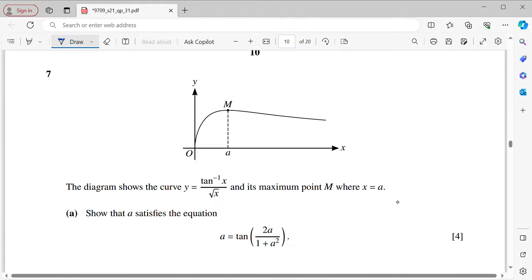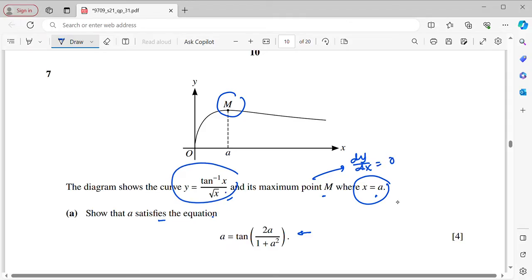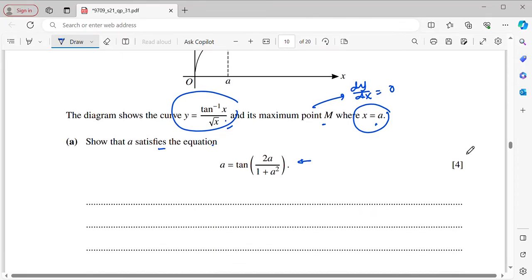Okay, next question, number 7. The diagram shows the curve y equals inverse tangent x over square root x and its maximum point M where x equals a. Show that a satisfies the equation. Since x equals a, when x equals a, it has a maximum point. So maximum point happens when dy/dx equals 0. So which means now I need to differentiate this. Differentiate the y. So y equals inverse tangent x over square root x. Again, this is the quotient rule.